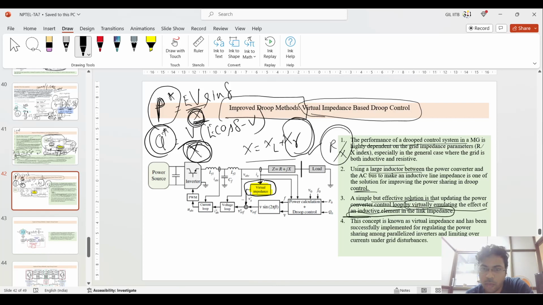Okay. From that you can also modify and control this P star and the Q star. This concept of virtual impedance is very simple, and very important for parallelized inverters and limiting overcurrent under grid disturbance. That is the main concept.